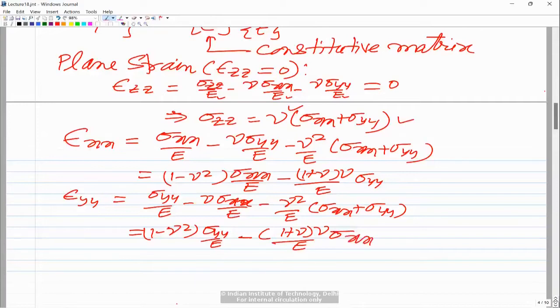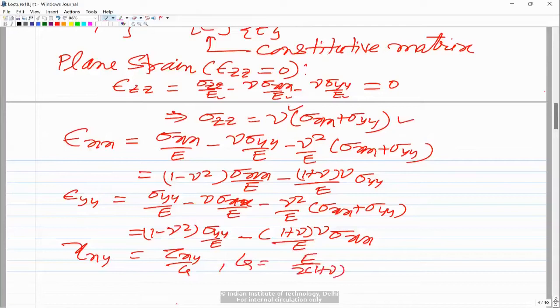And of course this shear strain gamma xy remains the same, that is tau xy upon G, where G is E upon 2 into (1 plus nu).